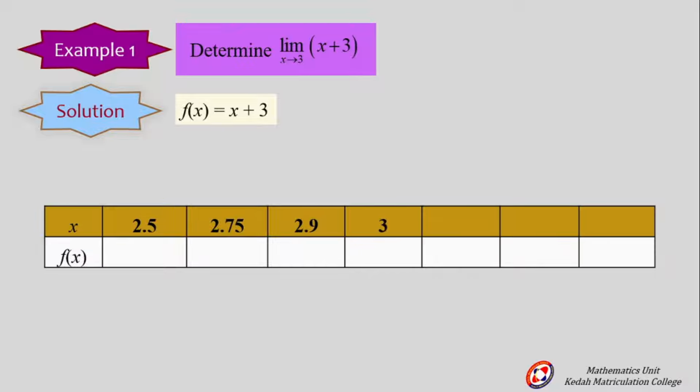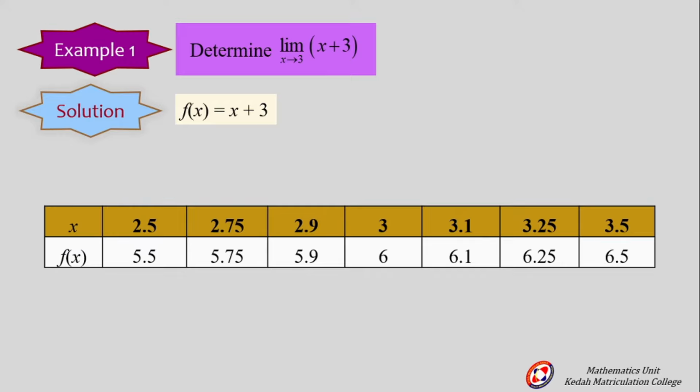Then we choose another 3 closest values from the right of 3. That is 3.1, 3.25 and 3.5. Next, we substitute all the values of x that we have chosen into f(x) equal to x plus 3. Then we obtain 5.5, 5.75, 5.9, 6, 6.1, 6.25 and 6.5.